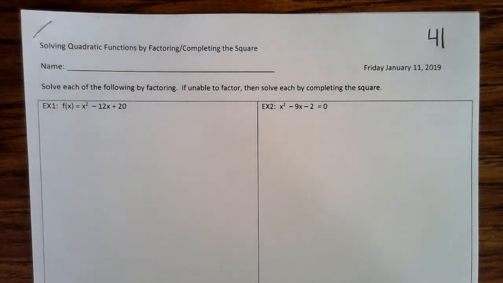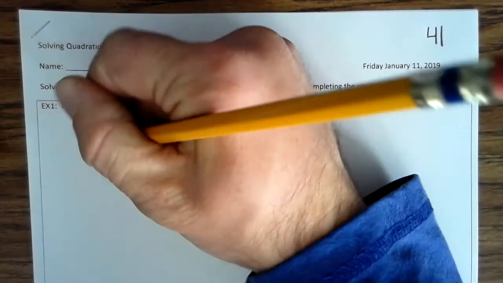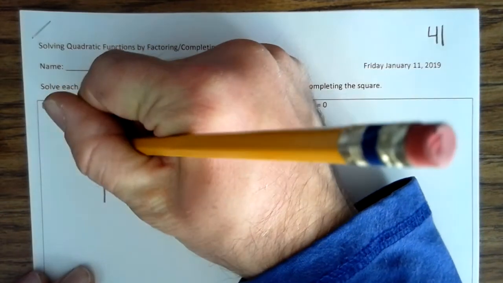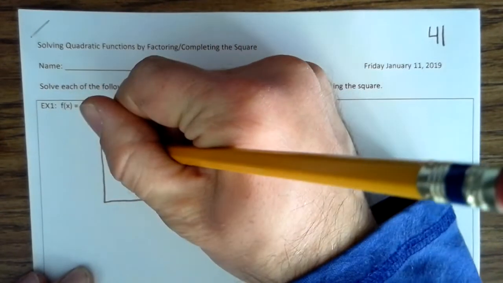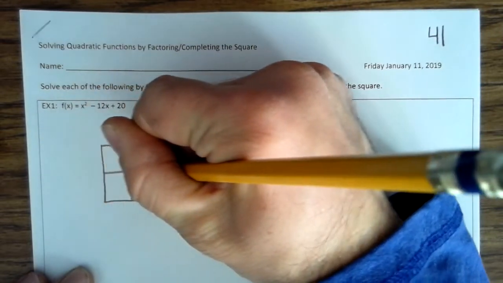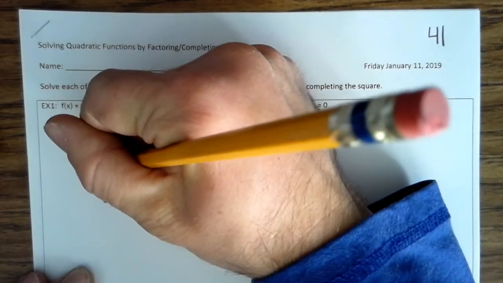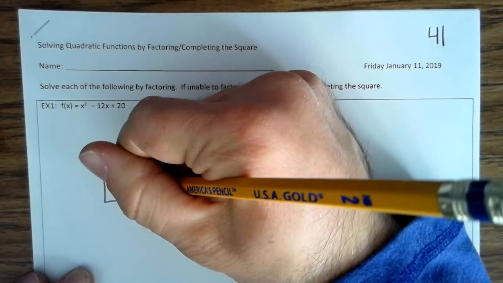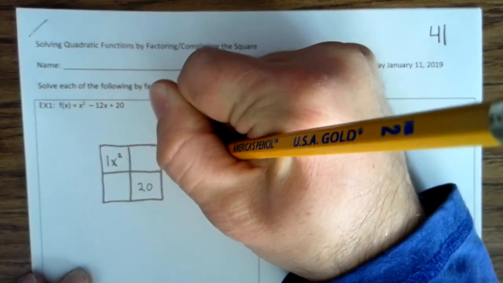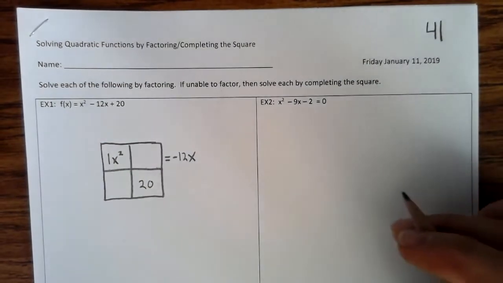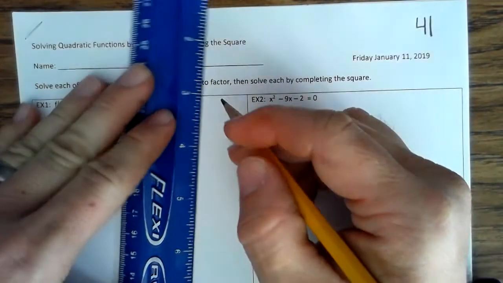All right, example 1. So step 1, we factor the equation. So we're going to do that using the reverse box method. So first term, 1x squared. Last term, 20. Middle term, negative 12x. Now, the first thing we need to do is find all the combinations to make 20.